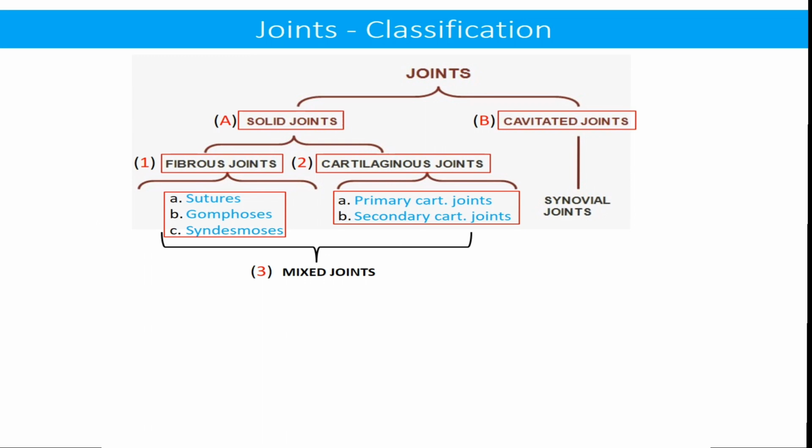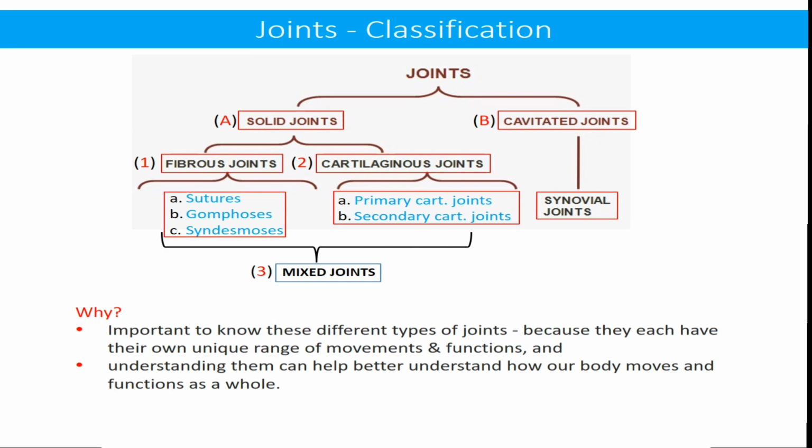Cavitated joints are the synovial joints. Why these classifications? It is important to know these different types of joints because they each have their own unique range of movements and functions. And understanding them can help better understand how our body moves and functions as a whole.